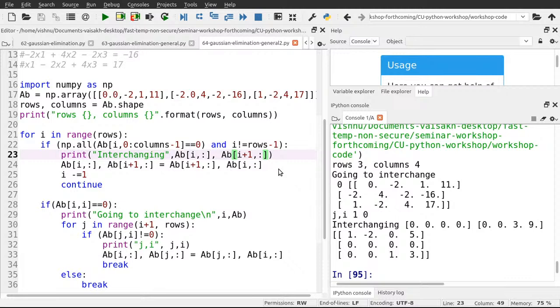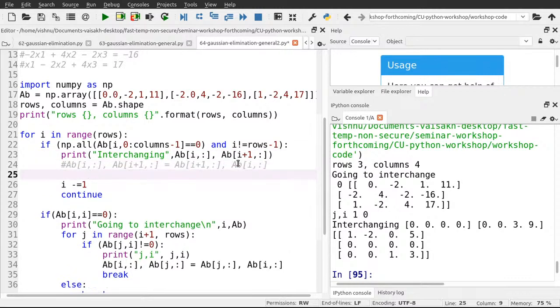X and Y. X, Y is equal to Y. It's okay. This command is probably wrong. Let me try to fix that. Trying to fix it. So how do I fix that?